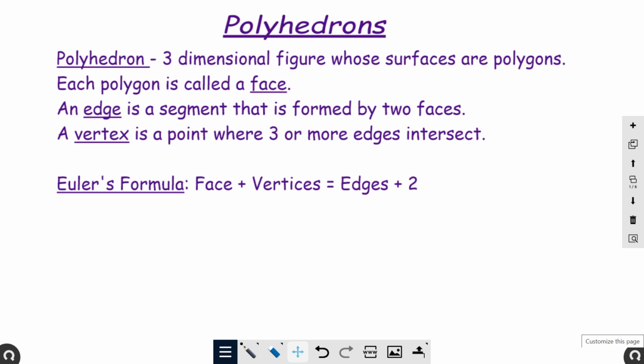Here's a formula that you need to know. It is not given to you on a test or quiz or anything. This is one that you have to memorize, but it's called Euler's formula. The faces plus the vertices equals the edges plus 2. So a lot of people will say F plus V equals E plus 2. And that's how you find out different pieces that you need. Well, we're going to find those missing pieces in a minute.